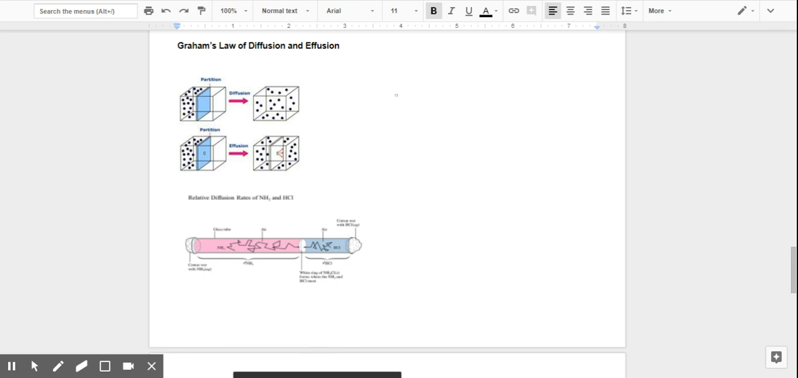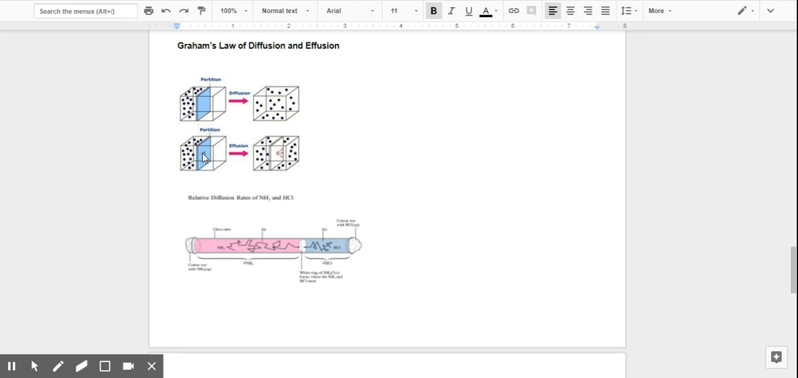In this video, we're going to talk about Graham's law of diffusion and effusion. So first of all, let's talk about what the difference between the two is. Diffusion, if you see this little picture here, means a spreading out and a mixing of gases. So diffusion is just a mixture of gases. Say, for instance, if I squirted some Febreze or perfume and it mixes with the other gases in the air, that would be diffusion.